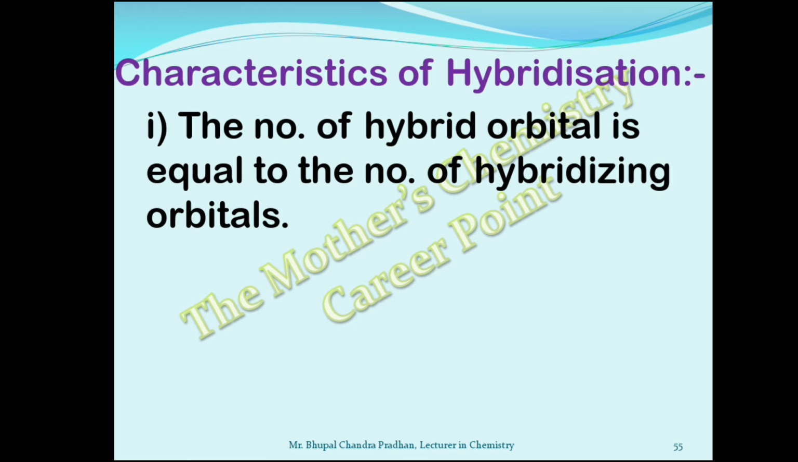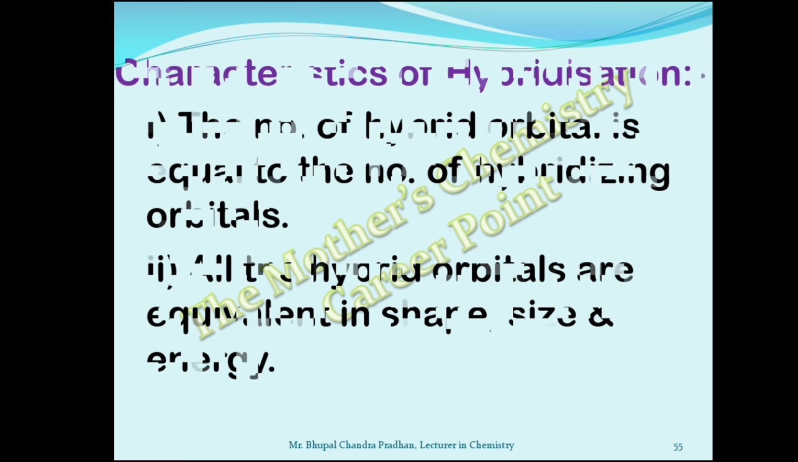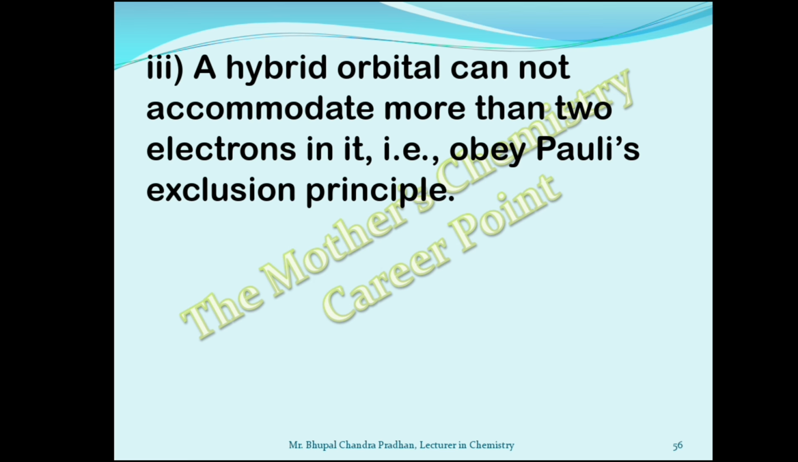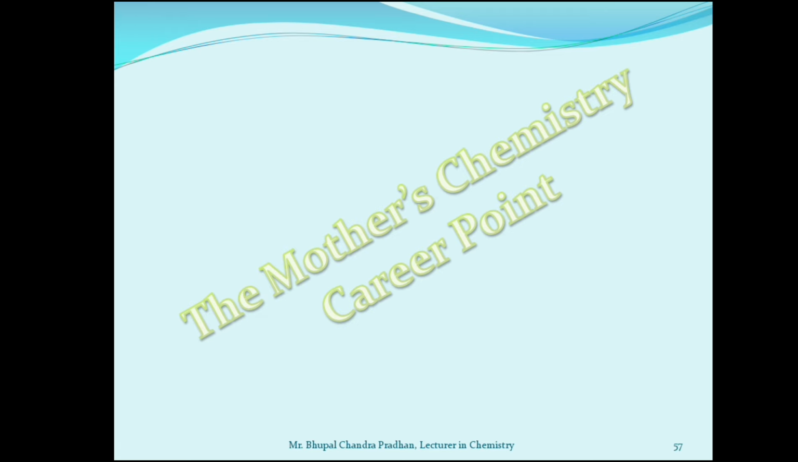Characteristics of hybridization. The number of hybrid orbitals is equal to the number of hybridizing orbitals. All the hybrid orbitals are equivalent in shape, size, and energy. A hybrid orbital cannot accommodate more than 2 electrons in it, that is, it obeys Pauli's exclusion principle. Hybrid orbitals follow Hund's rule. Pairing of electrons cannot take place unless each hybrid orbital contains at least one electron.